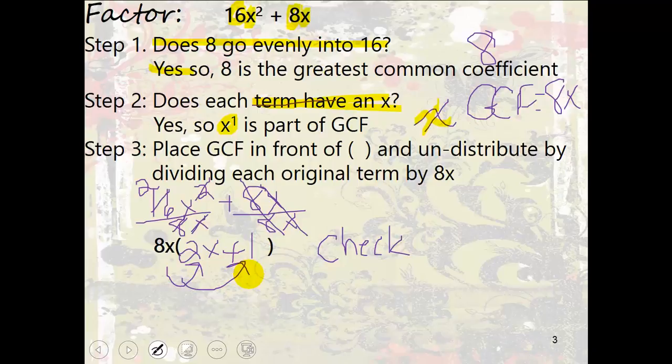So here's your check. 8 times 2 is 16. x times x is x squared. 8 times 1 is 8. x times 1 is x. Did we get back to our original? Then it checked.